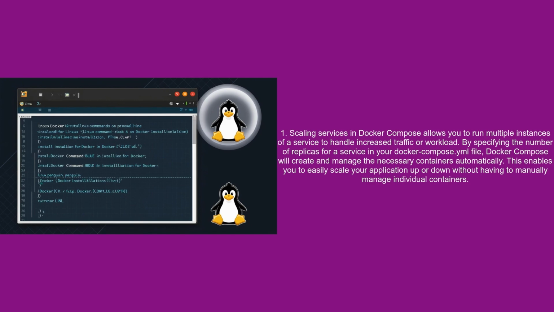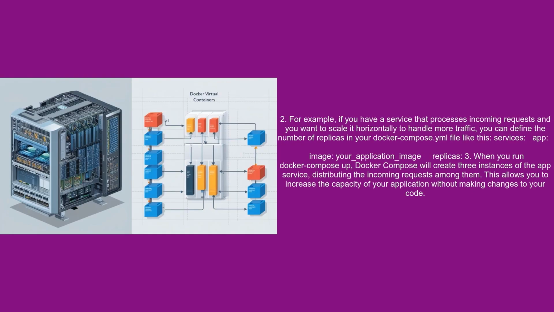Pretty cool, huh? So next time your traffic spikes, just remember to scale those services in Docker Compose and let it do the heavy lifting for you. Easy peasy. So, let's say you've got a service that's getting bombarded with requests and you need to handle more traffic. No worries, you can easily scale it up by tweaking your docker-compose.yml file. Just pop into the services section, find your app, and set the number of replicas to, let's say, 3.